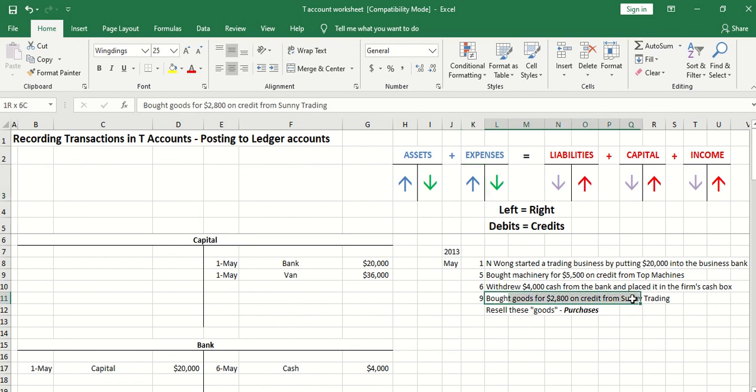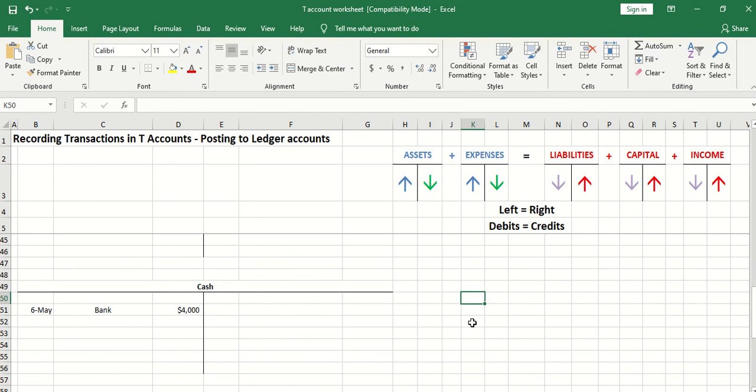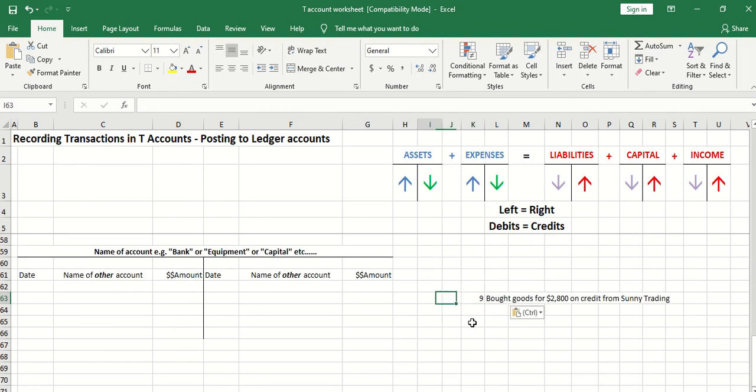And I'm buying it on credit from Sunny Trading. So I owe money to Sunny Trading. They are a trade payable. I owe them money. They are a liability. I need to increase my liabilities. I owe Sunny Trading money. They are a creditor. They are a trade payable. I owe them money. So let's create two more accounts. So 9th of May, I'm just going to copy this down here so I don't forget the details.